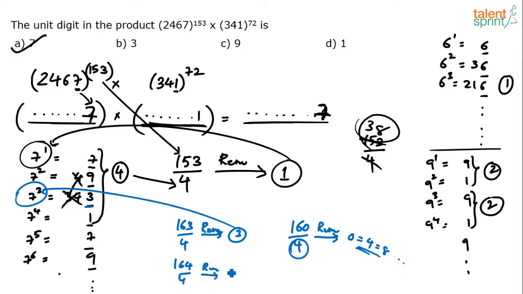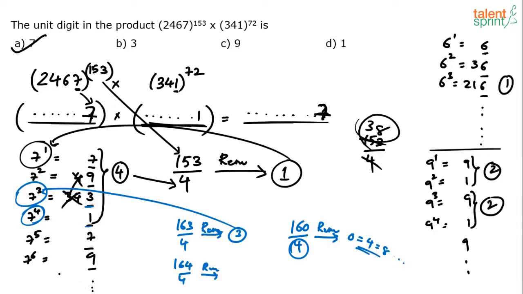The remainder is 0. The point is 164 is the fourth multiple of 4. I mean, the power 164 can be taken as 41 into 4. You're able to follow? So just remember, if the remainder is 0, consider the cyclicity. I mean, 7 power 4. 7 power 4 ends with what? 1. So this number also will end with 1. You understand? That's the whole idea.